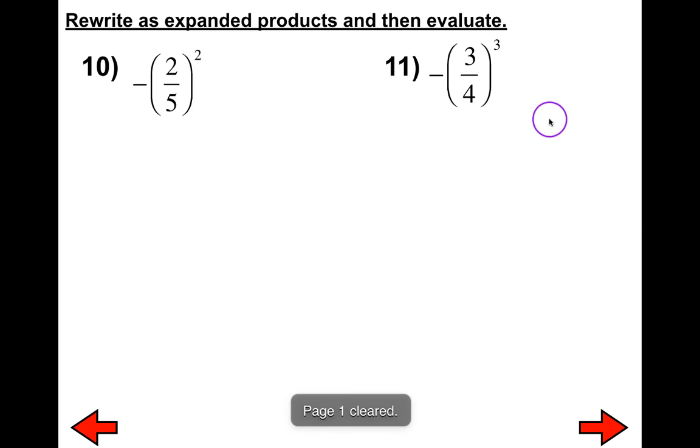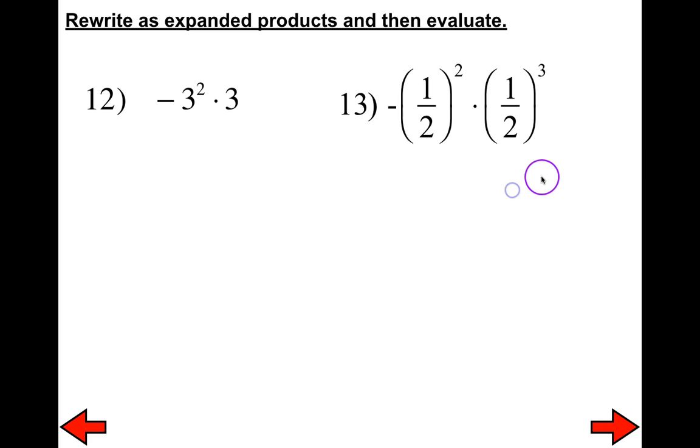Let's go ahead and do some more examples. Here, it says negative 3 squared times 3. Here, my base is again positive because there's no parentheses telling me otherwise. So I'm going to go ahead and write 3 squared as 3 times 3, but I still can't forget about this negative sign, so I'm going to bring it down. Now I'm going to bring down this 3 right here. So if I were asked to rewrite it as expanded products, there I have it.